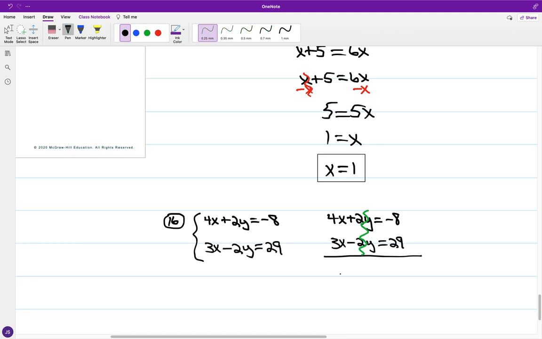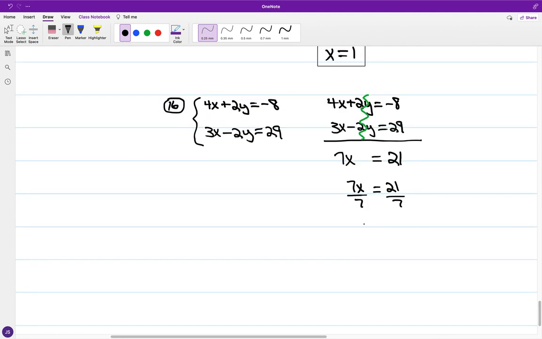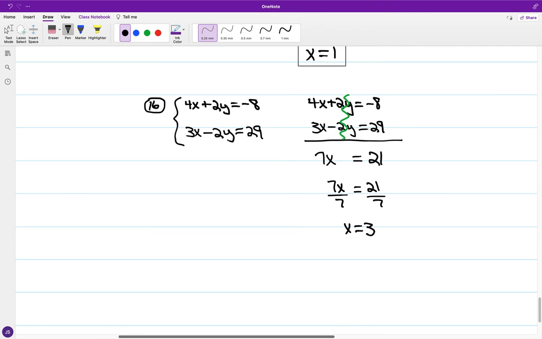And we have 4x plus 3x, so this will make 7x. And we have negative 8 plus 29, so that will make 21. And so if 7x is equal to 21, we're going to have that x is equal to 3. So I have half the solution. Now we need to determine what y is.